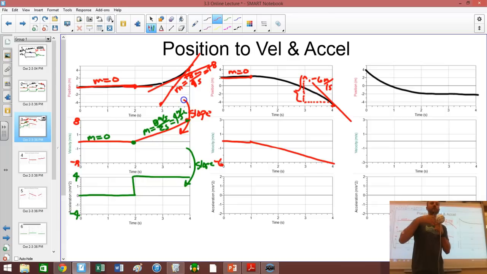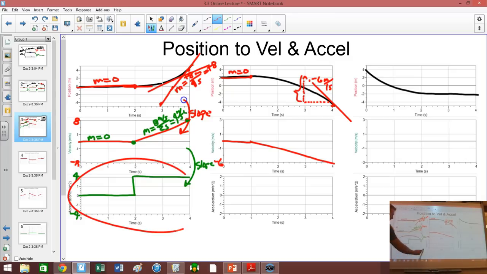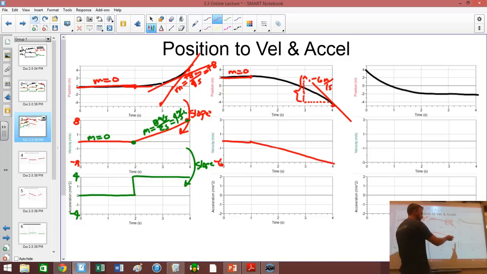In high school, your acceleration is always going to be constant. You're never going to get a curvy line down here. It's always going to be uniform accelerations. You'll get to that in college.